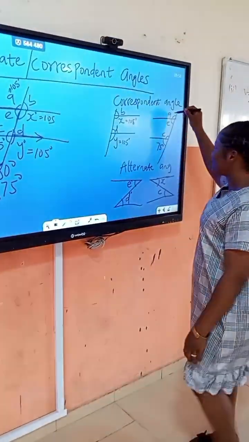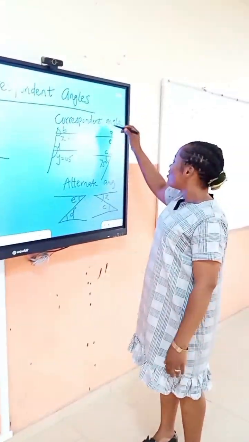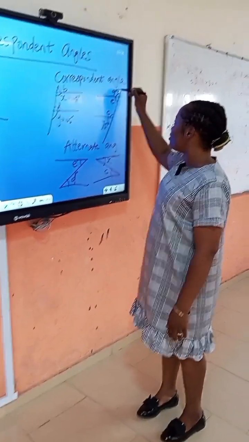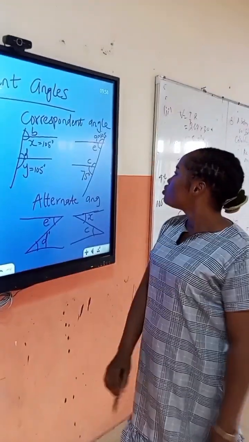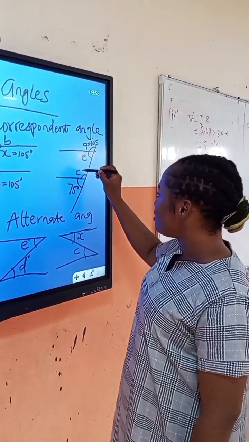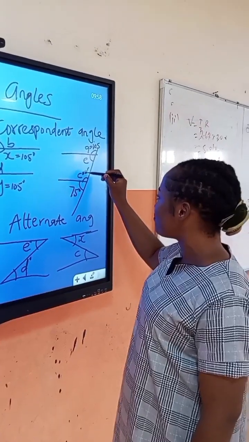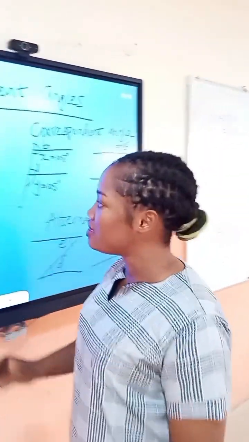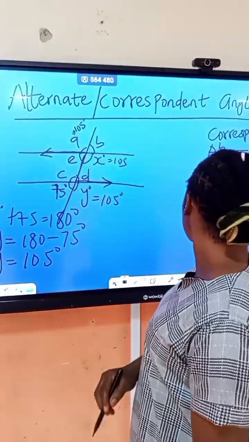Look at the A here. Are you seeing the A here? So it means that this particular A here is 105 degrees. So if A is 105 degrees, it means that C is also 105 degrees. And this is the C right here.